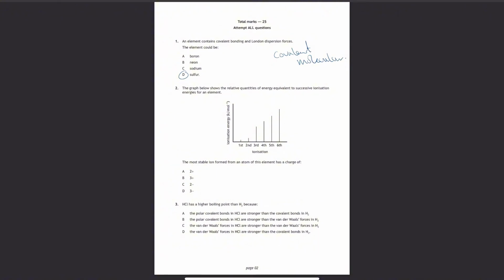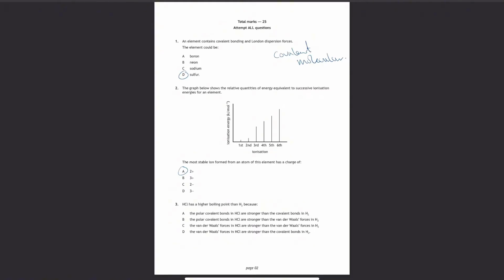The graph below shows the relative quantities of energy equivalent to successive ionization energies for an element. The most stable ion formed from an atom of this element has a charge of... You'll find the most stable ion is the one just before you get the big jump in ionization energy, because when we get that big jump, we start removing an electron from an electron shell closer to the nucleus, so it's less shielded, and an electron from a full and complete shell. So that means the 2+ ion will be the most stable, because you can remove 2 moles of electrons before you get the big jump.